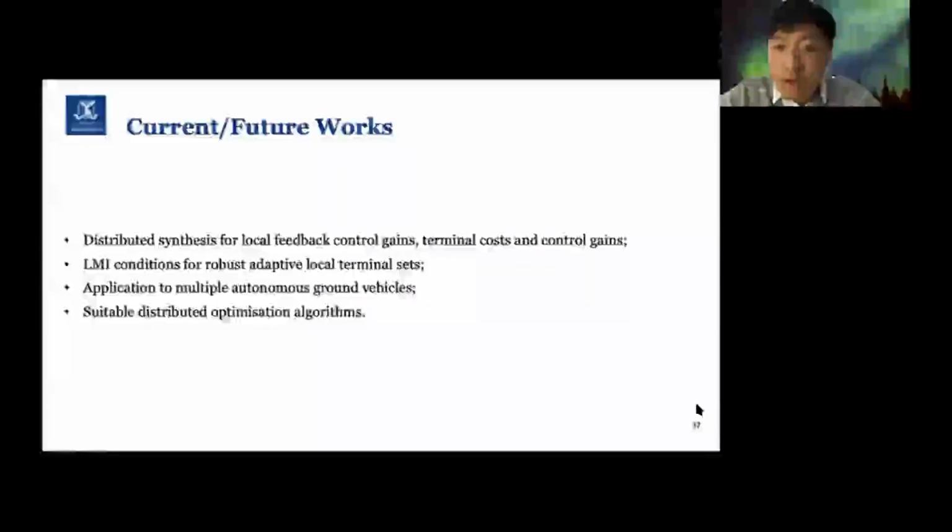And as current and future work, we are now working on the distributed synthesis for all the parameters used in this optimization, this distributed MPC formulation, such as the two types of feedback control gain. One is for the constraint tightening, the other one is for the terminal set. We also want to find all the LMI conditions for the robust adaptive local terminal sets. And finally, we want to apply these robust control strategies to autonomous ground vehicles. And in the future, we also want to find suitable distributed optimization algorithms for implementing this optimization problem, and also probably improve the performance, like convergence speed and so on.